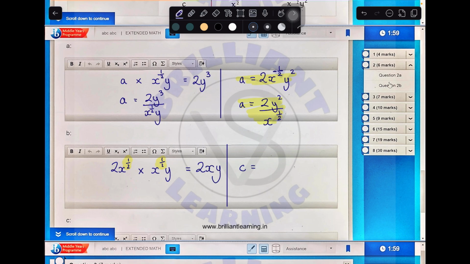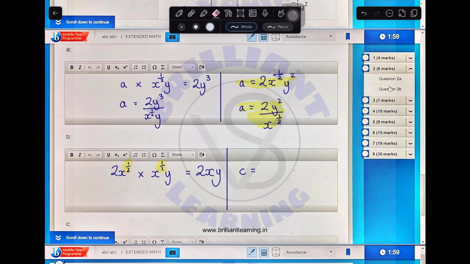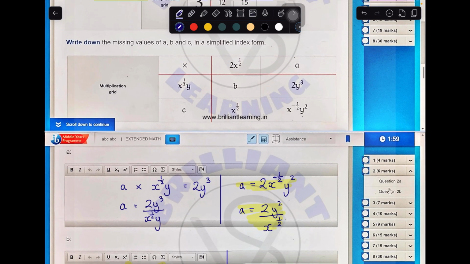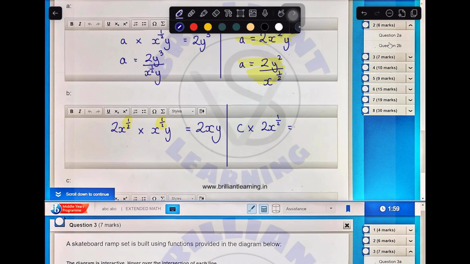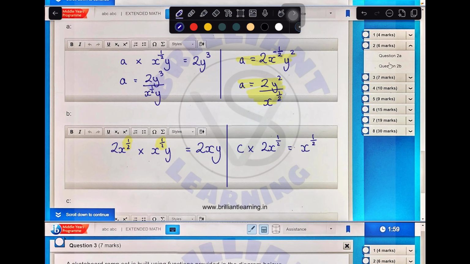So for C, I see, okay, so we have C multiplied by 2x to the power of a half, and that is equal to x to the power of a half. Okay, let's divide both sides by 2x to the power of a half. So c would be equal to x to the power of a half divided by 2x to the power of a half. Okay, so what you should notice here, a half minus a half would give us 0. Anything to the power of 0 is 1, so they effectively cancel. We have 1, so our answer is a half. Okay, so that is question 2 complete.